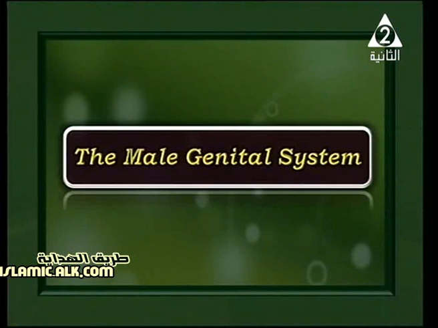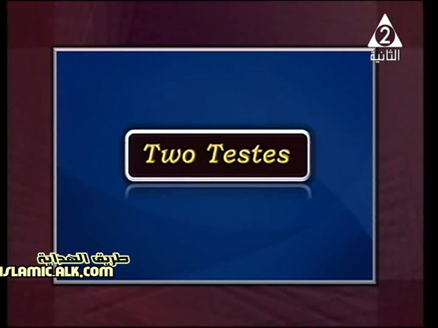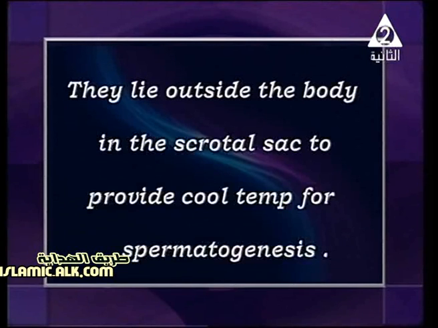The male genital system, we're going to start right now with the male genital system, and after that the female genital system, and finally we're going to study the way of reproduction. Well, the male genital system consists of what? Different glands. Number one, two testes. They lie outside the body in a sac. We call this sac the scrotum or scrotal sac, and it provides a cold temperature for spermatogenesis. I'm going to discuss it step by step.